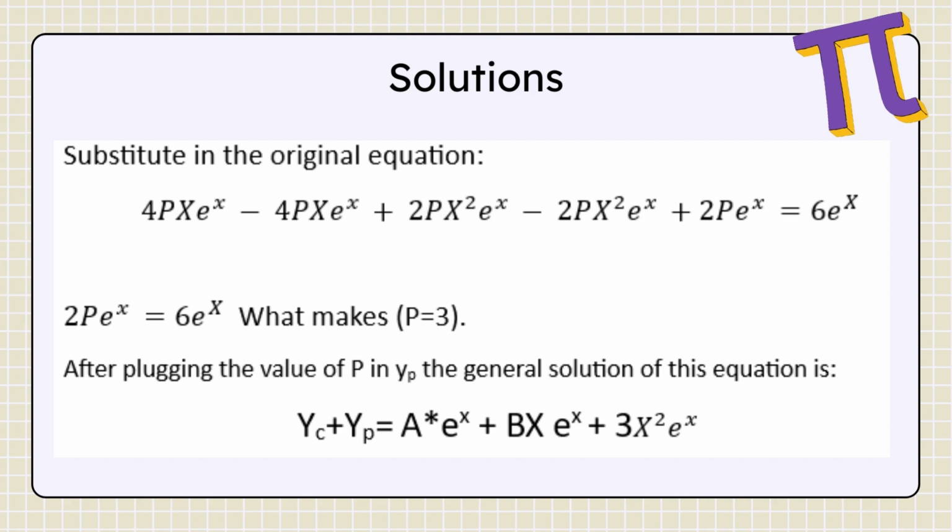So yc is a times e^x plus bx times e^x. This is yc, plus yp, which is equal to 3, from the p above, times x squared e^x. And here we can stop if we need just the general solution for this equation, but we need the particular solution. So we need to refer to the initial points that the teacher gave us, or the question gave us.